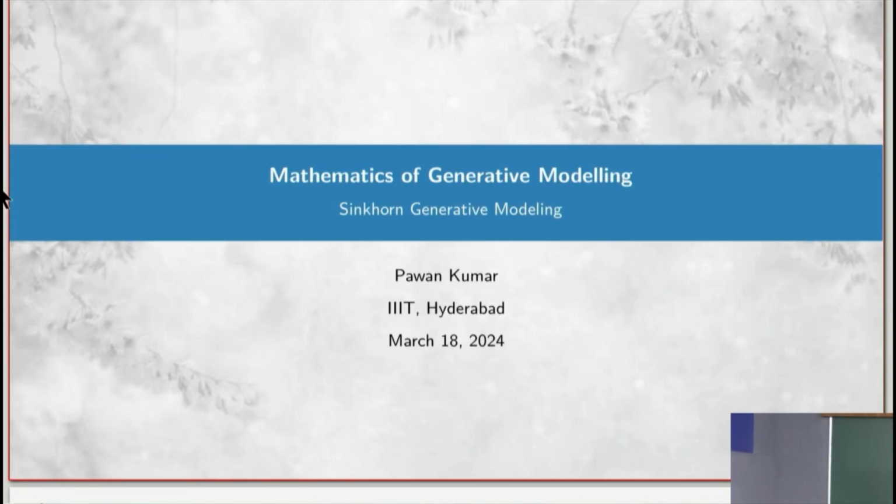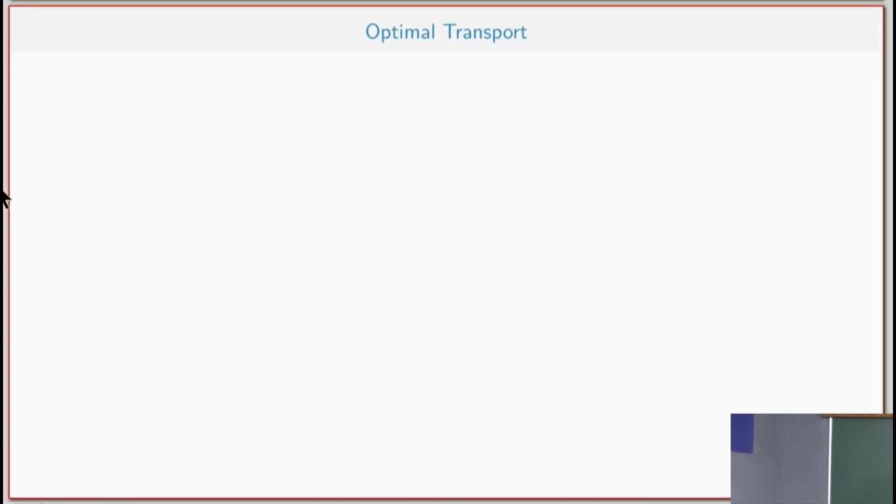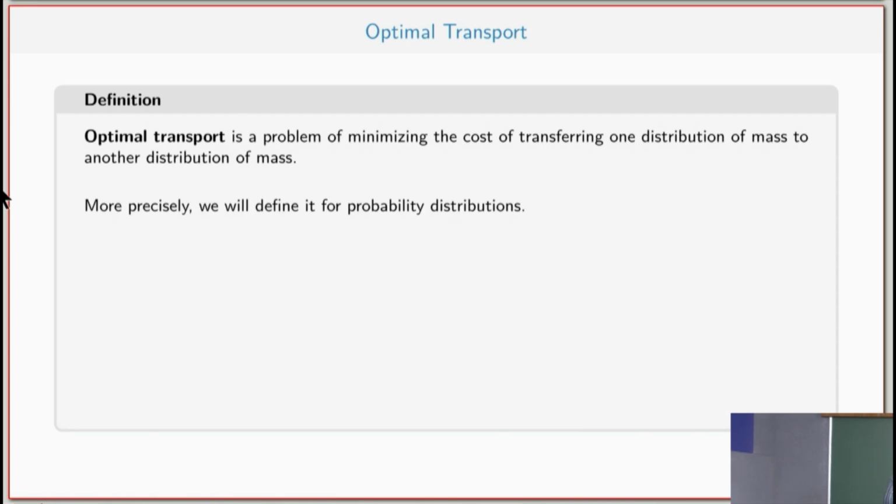Welcome to the MGM course, and we were doing Sinkhorn based generative modeling. So we quickly go through this. We already did this first part. This idea is motivated by optimal transport. Basically, in optimal transport, we want to learn how to optimally move one distribution to the other.